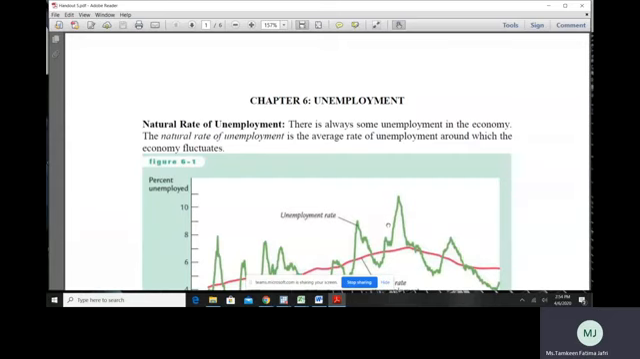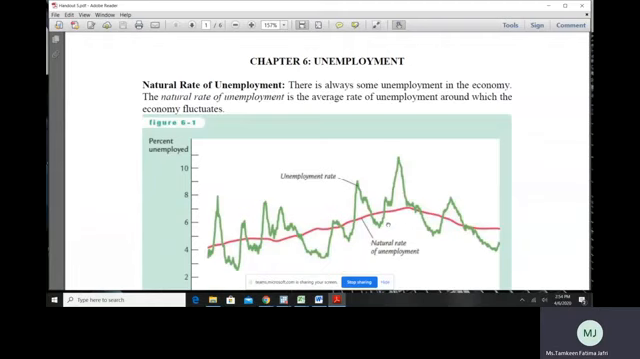Today we're going to start off with chapter number 6, which is unemployment. In this particular chapter, you're going to learn about what is unemployment, what are the causes of unemployment, and what can the government do to decrease unemployment in the economy. For this particular chapter, I will be using my handouts, which have already been emailed to you earlier on.